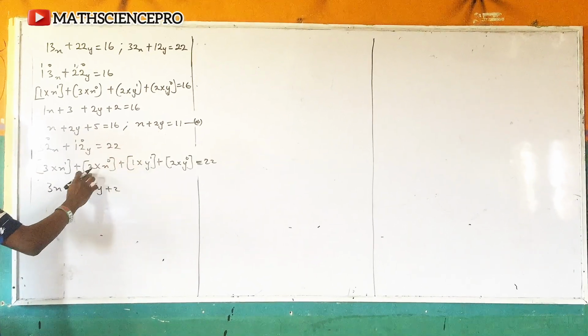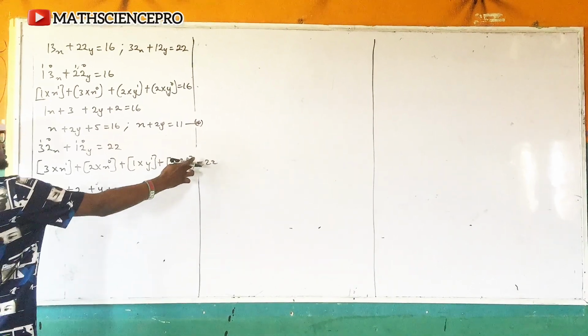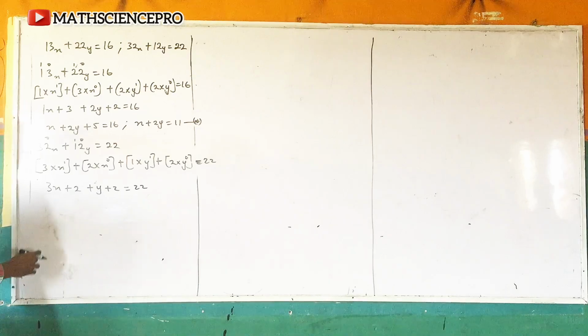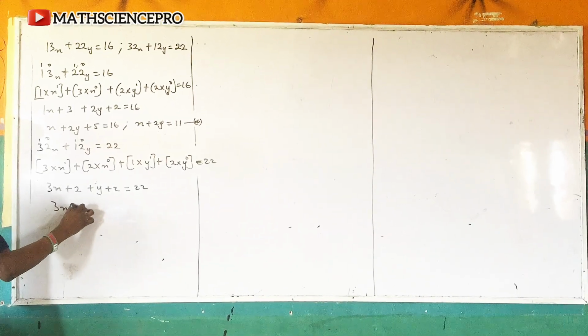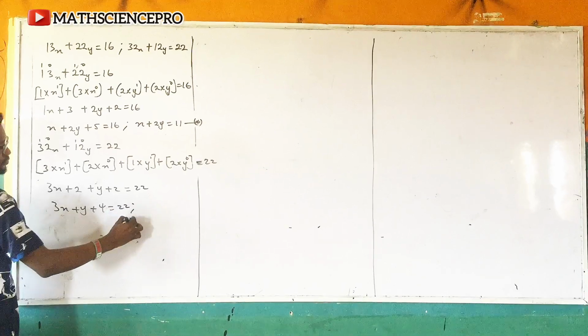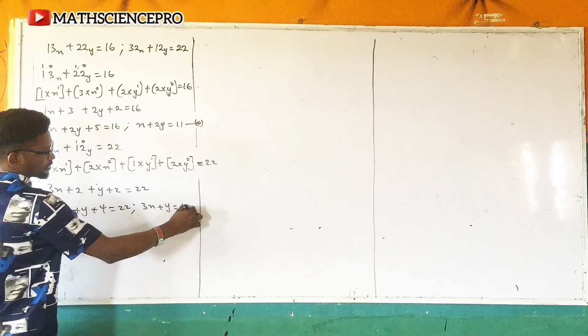X raised to the power 0 is 1 times 2 is 2. Y raised to the power 1 is 1 times x is 1y. Y raised to the power 0 is 1 times 2 is 2. So what I'm doing is not complex, it's basic. So 3x plus y, 2 plus 2 is 4, equals 22. At the end of the day, 3x plus y is 22 minus 4, that is 18.